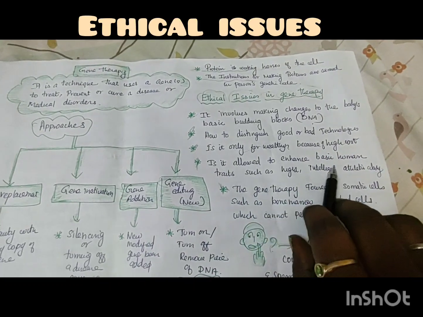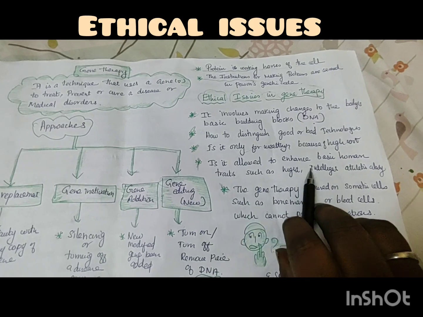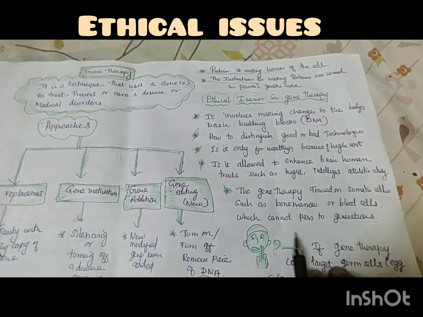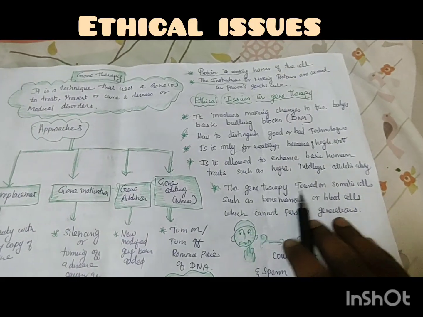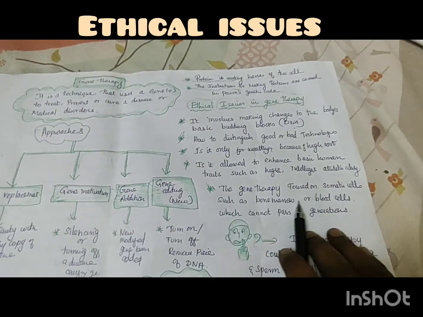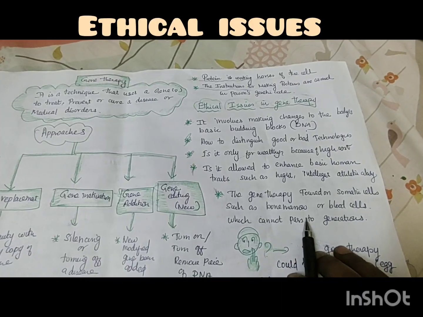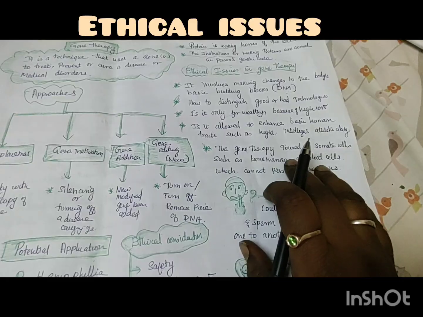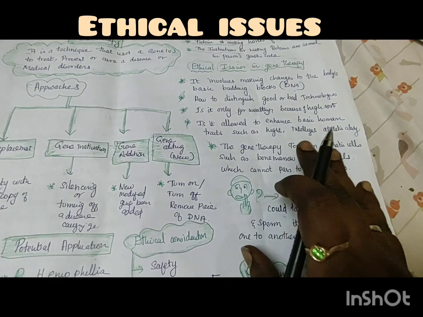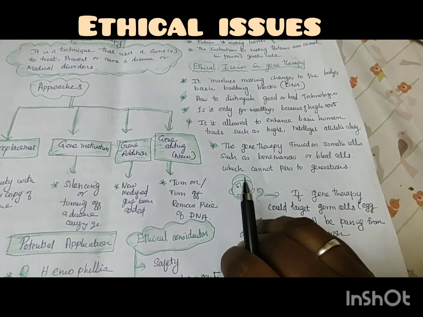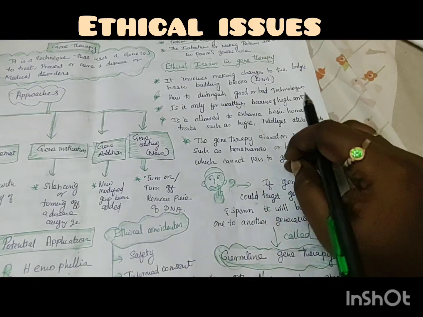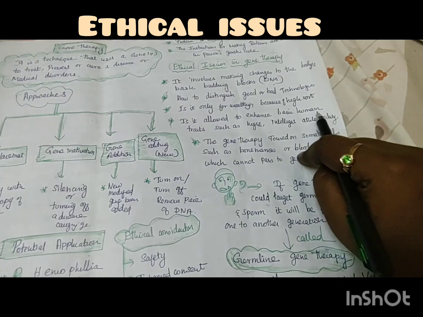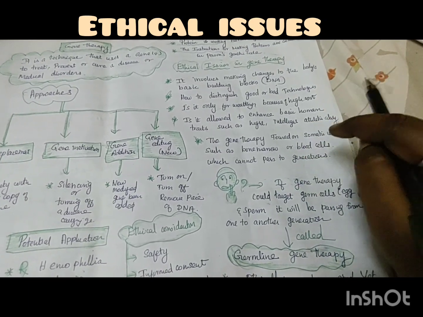It is allowed to enhance basic human traits such as height, intelligence, and athletic abilities. It's only allowed for that currently, they are telling. Gene therapy focuses on somatic cells such as bone marrow and blood cells, not done in germ cells. When you do it in somatic cells, it cannot pass from one generation to another generation. Only the germ cells through meiosis will pass from one generation, but they are telling it is ethically prohibited. But currently Elon Musk is doing that.